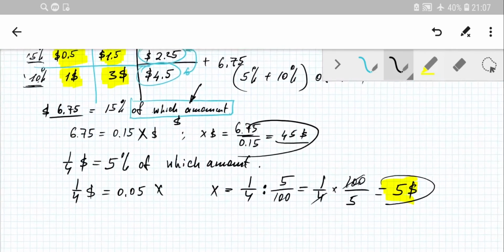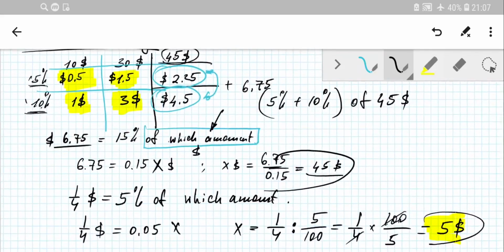But what if you're given this table? Is it possible to figure out 1/4 as 5% of something? Okay, you just simply try to work it out. So you've got 5% of something, and this is 1/4. So can you see 1/4 here? So actually, you've got only, let's say, 5% of $10.